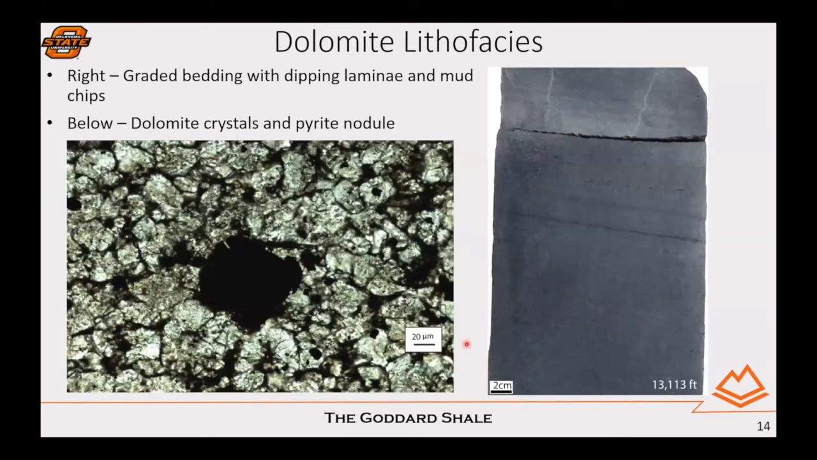Okay, so now we have the dolomite lithofacies, and to the right here we have a core photo of the unit showing graded bedding, and then we have dipping laminae and mud chips here at the top of the unit. And then this image is a thin section photomicrograph that is showing the dolomite crystals really well, and also a large pyrite nodule in the middle.